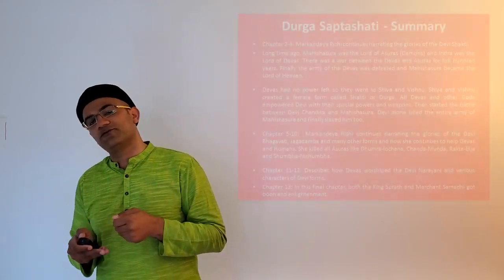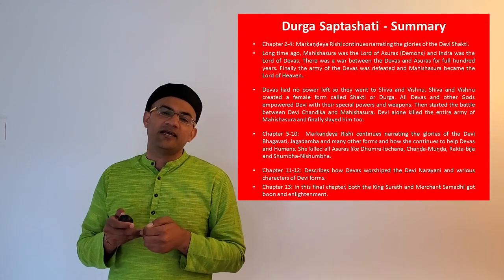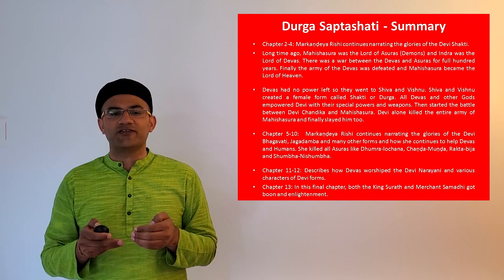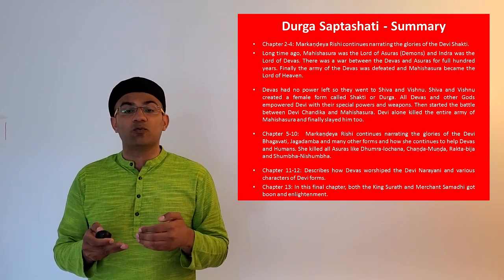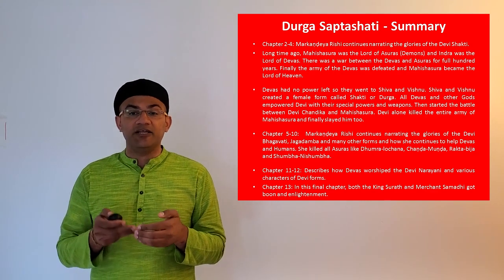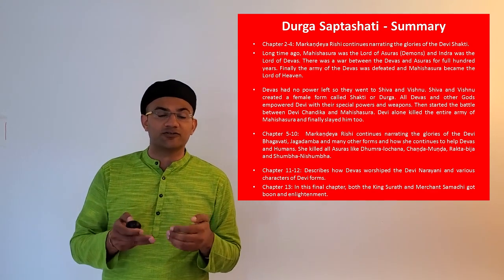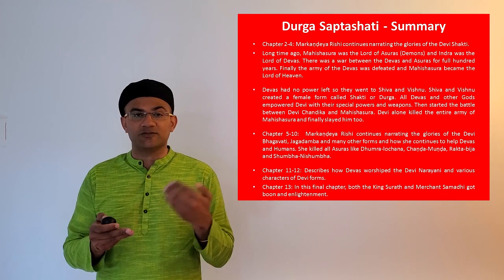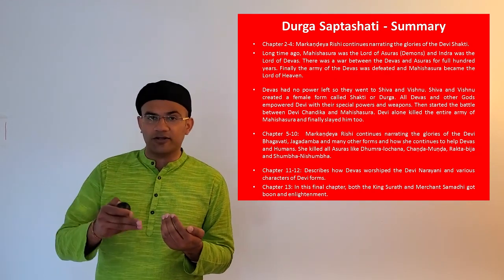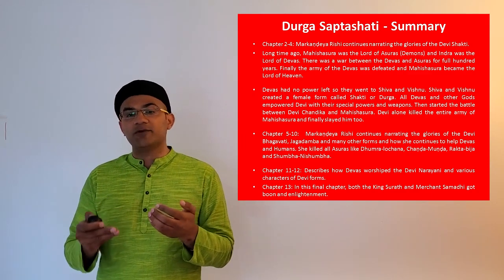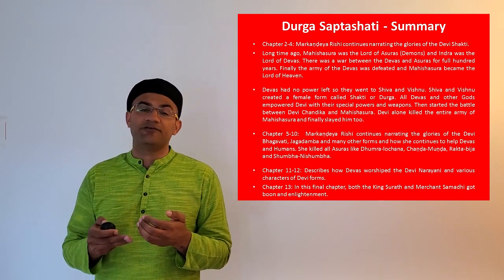Then in chapters 2 to 4, Markandeya Rishi continues narrating the glories of Devi Shakti. Long time ago, he explains, Mahishasura was the lord of the asuras and demons, and Indra was the lord of the Devas. So you have basically two sides: one side is the demons, the asuras, Mahishasura; the other side is Indra, for the gods. There was a war between the Devas and asuras for a full 100 years.